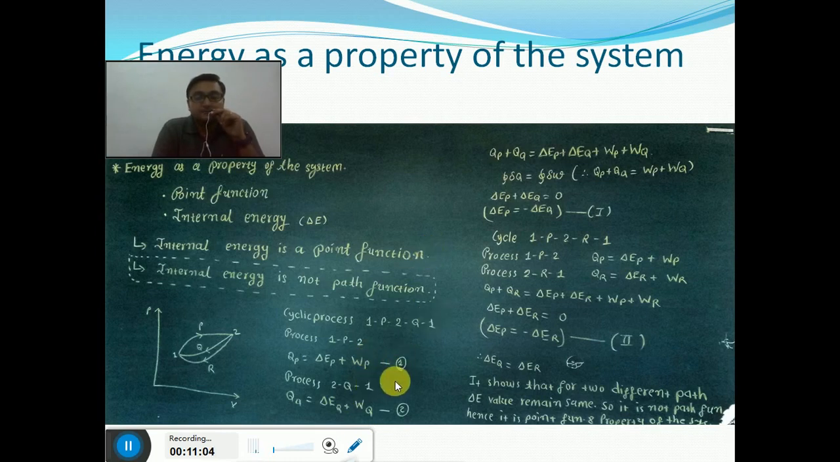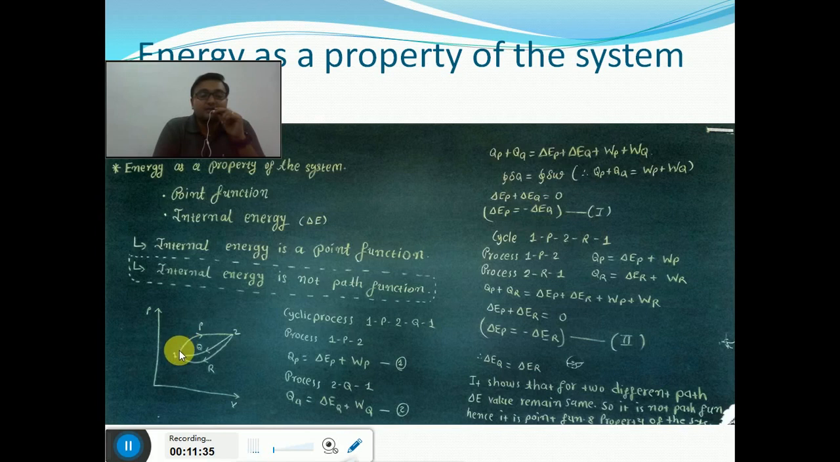Summing up these two equations gives QP plus QQ is equal to delta EP plus delta EQ plus WP plus WQ. Now, as per the first law of thermodynamics for a closed system, the cyclic integration of del Q, means summation of heat, is equal to summation of work, which is nothing but QP plus QQ is equal to WP plus WQ. It means delta EP plus delta EQ is equal to 0. So we can say that delta EP is equal to minus delta EQ.